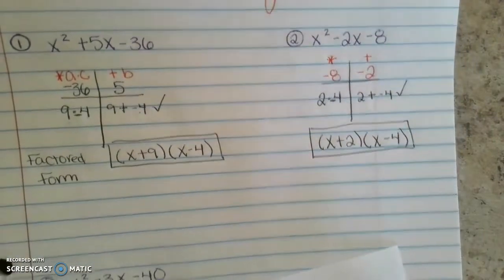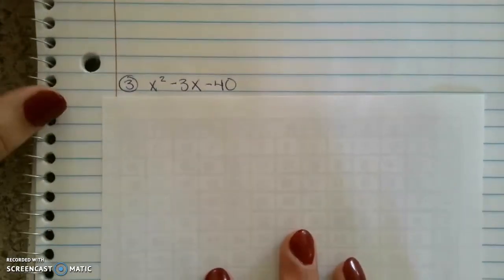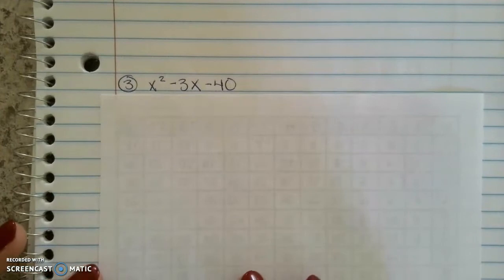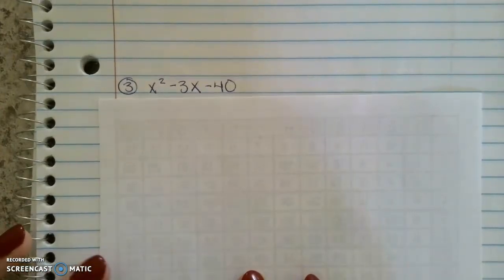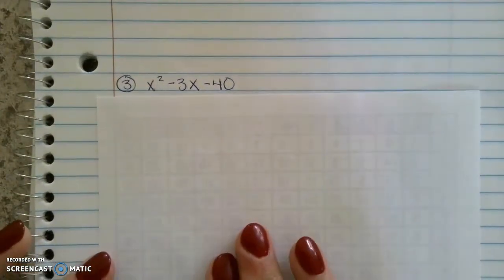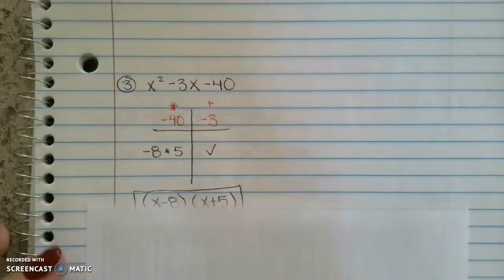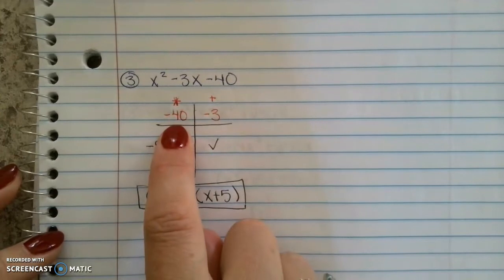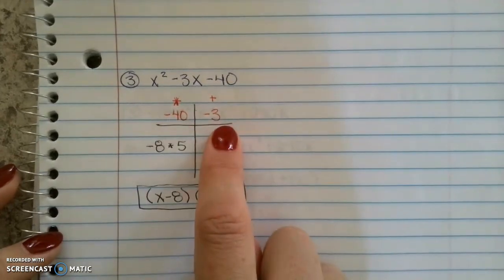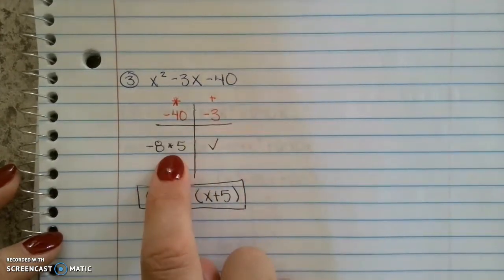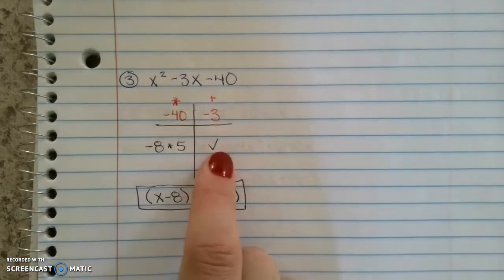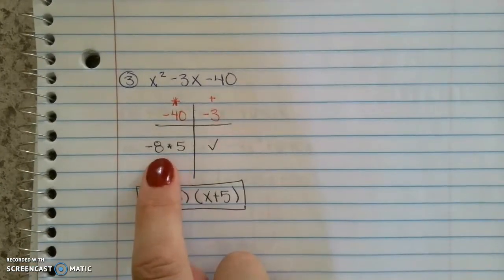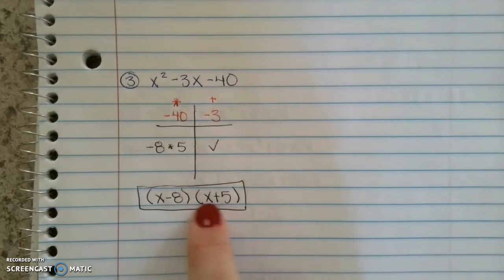All right, I have one more for you to try on your own, so go ahead, pause the video, copy this down, and then press play when you are ready to check your work. All right, go ahead and check your work here. So we set up our T-chart, multiplying to get negative 40, adding to get negative 3. I use negative 8 and 5, which works. So my factors are x minus 8, x plus 5.